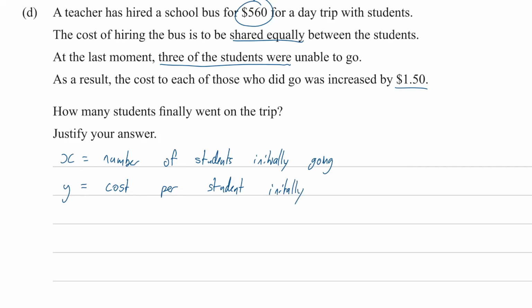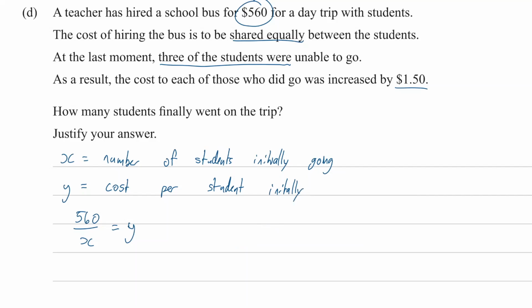All right, so with those variables, we can construct some equations. So let's think initially, if it cost $560 and it was shared evenly between the number of students going, it would cost the initial amount, right? So $560 divided by the number of students will equal the cost per student. For example, if there were 10 students, the cost per student would be $56. But of course, we don't know the number of students yet.